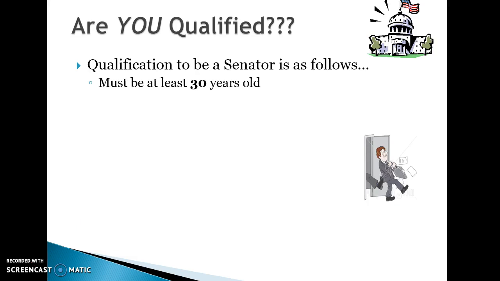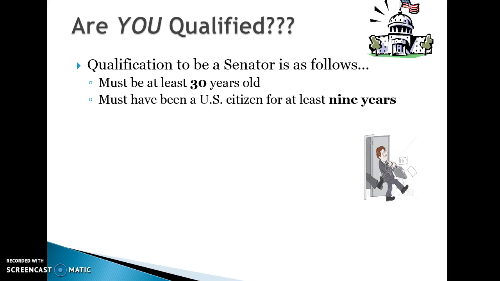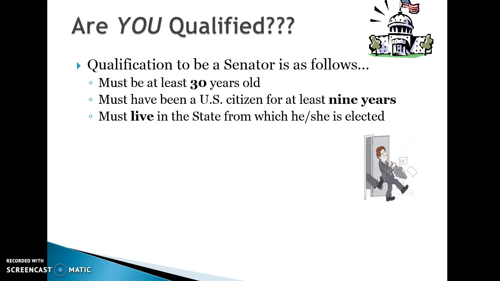Are you qualified? What are the qualifications to be a senator? You have to be 30 years old. You have to be a citizen for 9 years. And you have to live in the state in which you're elected.